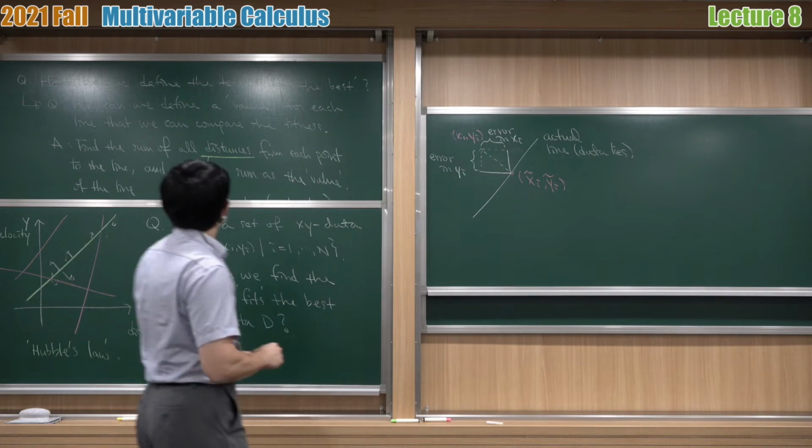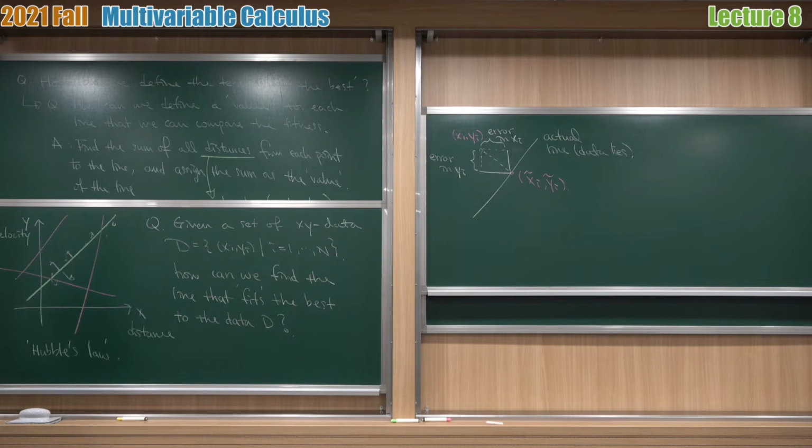Now, do we have other idea to define the value assigned to the line to compare the fitness? Instead of defining as a sum of distance, shortest distance from the line, is there other method?